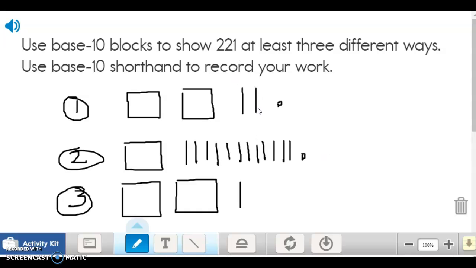So instead of that long, I could use 10 cubes. And 10 cubes plus the cube I already have there, that's 11. So I'm going to need 11 cubes here. 1, 2, 3, 4, 5, 6, 7, 8, 9, 10, 11. So let's count that. 100, 200, 210, 211, 212, 213, 214, 215, 216, 217, 218, 219, 220, 221. Good job. Good counting.